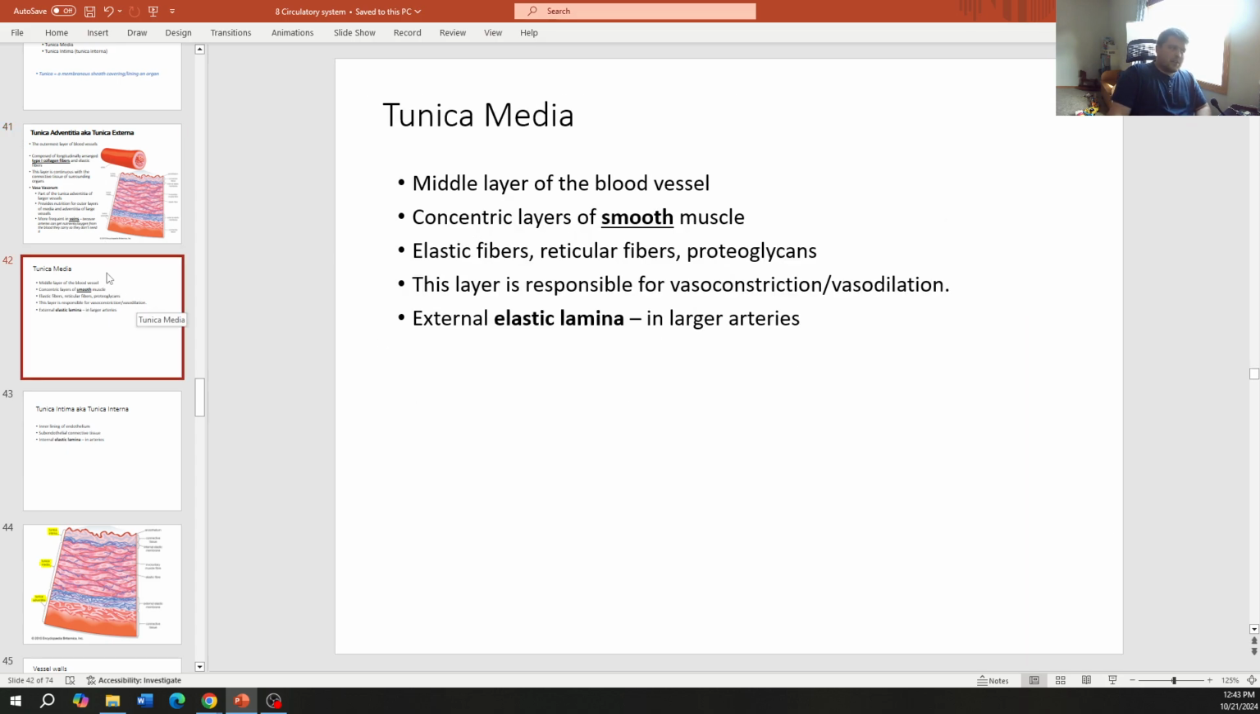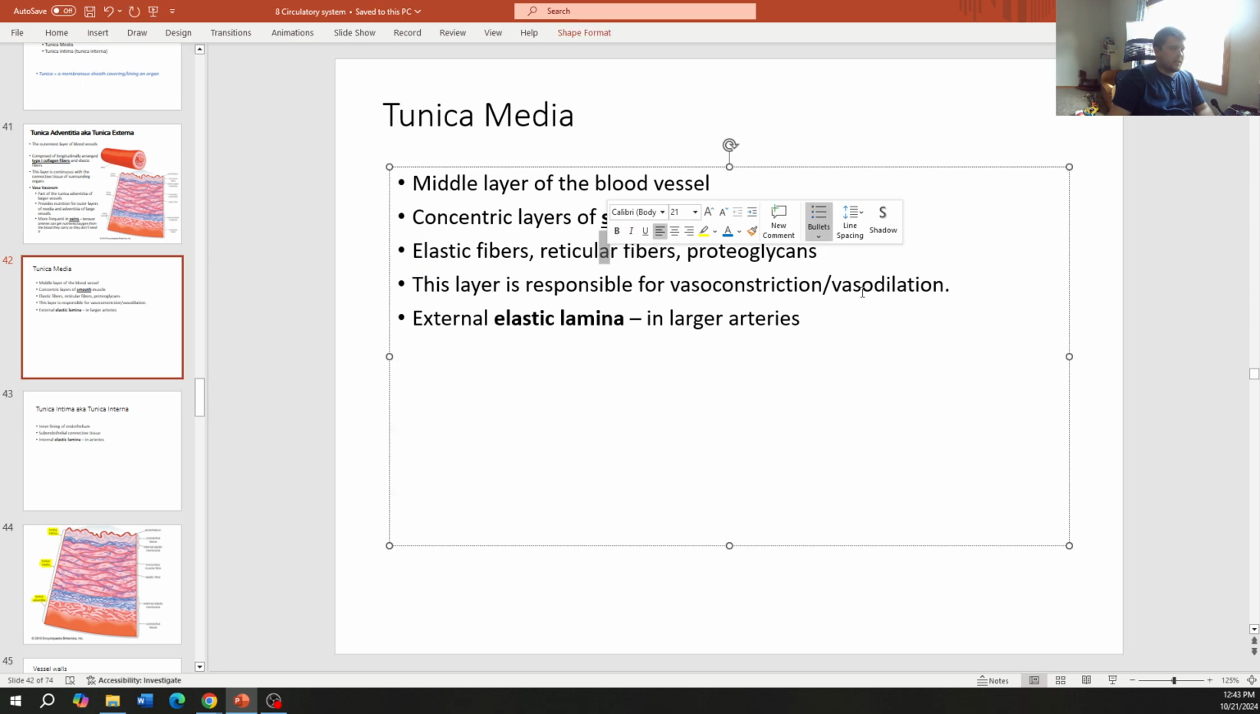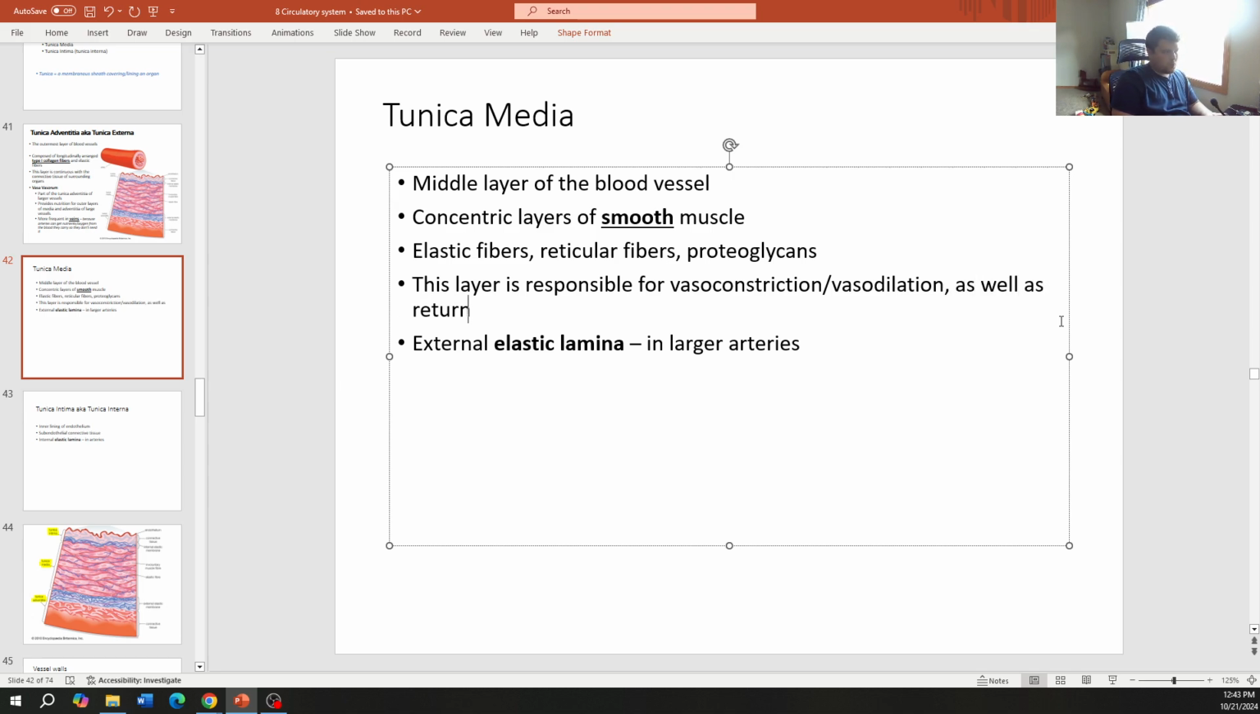The tunica media, this is the middle layer of the blood vessel. You have these layers of smooth muscle, concentric meaning circular, so they go around the vessel. It also has a bunch of elastic fibers, reticular fibers, and proteoglycans. This layer is responsible for vasoconstriction, vasodilation, as well as returning the vessel to its original shape.